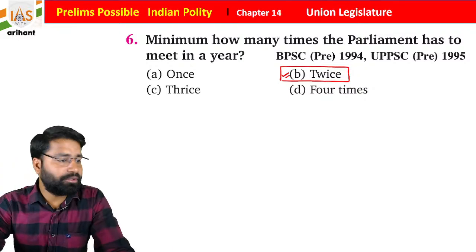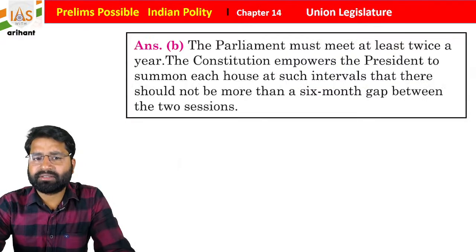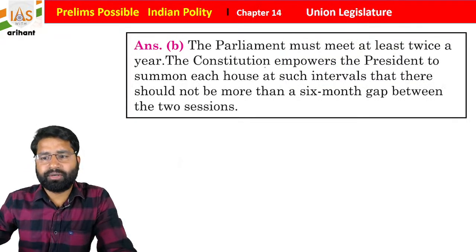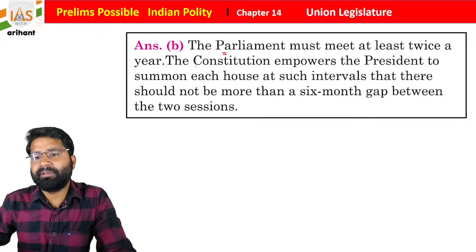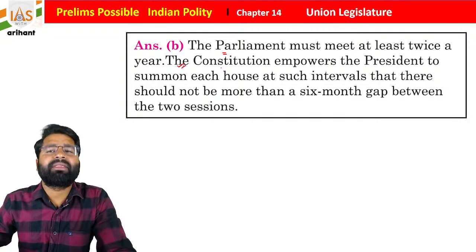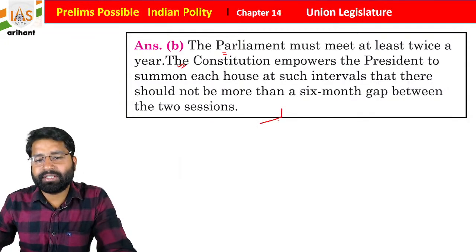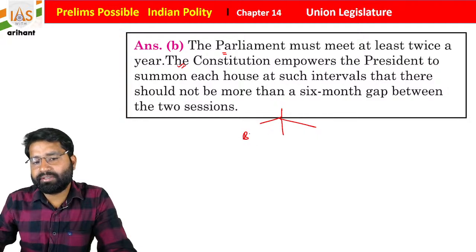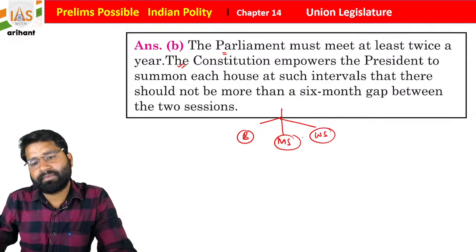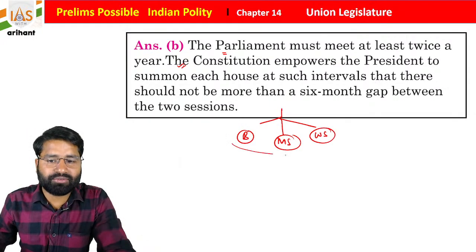Bihar PSC and UPPSC. This question was asked in both examinations. As we already discussed, the Parliament must meet at least twice a year, but we all know that they meet three times. One is the budget session, then the monsoon session, and then the winter session. So for meeting three times, this gap is not possible.